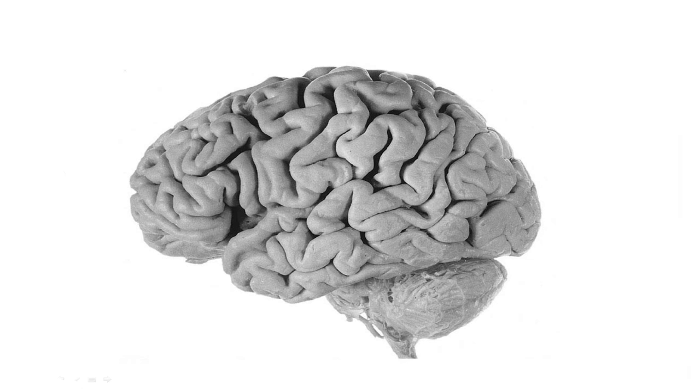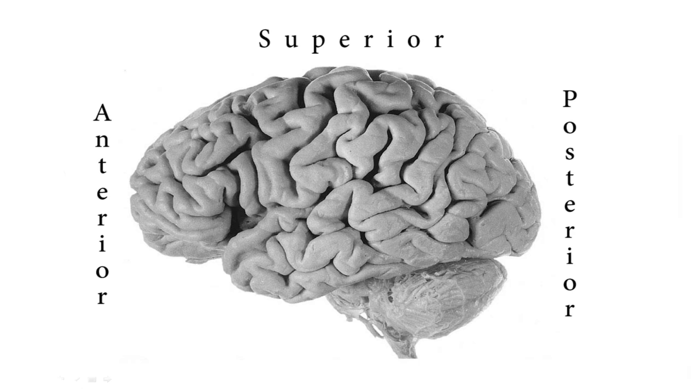Here we have a lateral aspect of the brain. We're looking at the left side of the brain. This is the anterior aspect of the brain. This is the posterior aspect of the brain. Above we have the superior aspect, and here we have the inferior aspect of the brain.